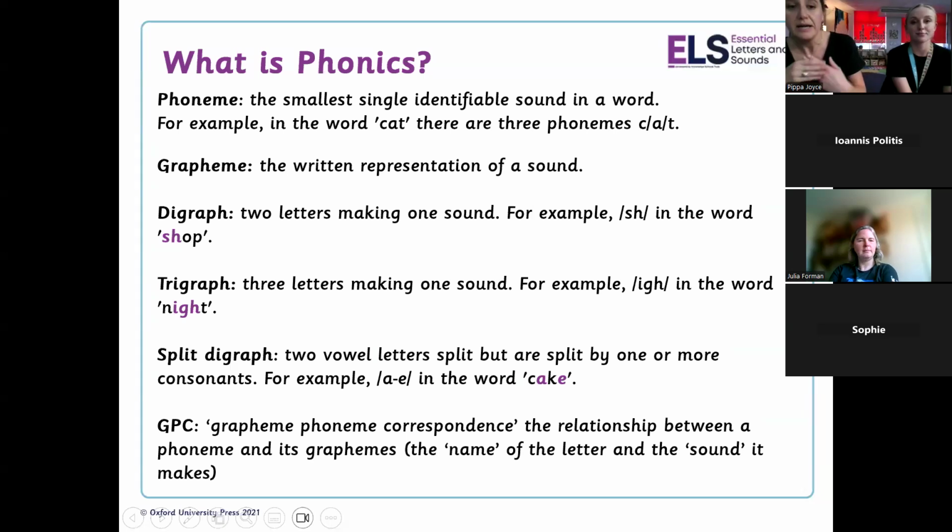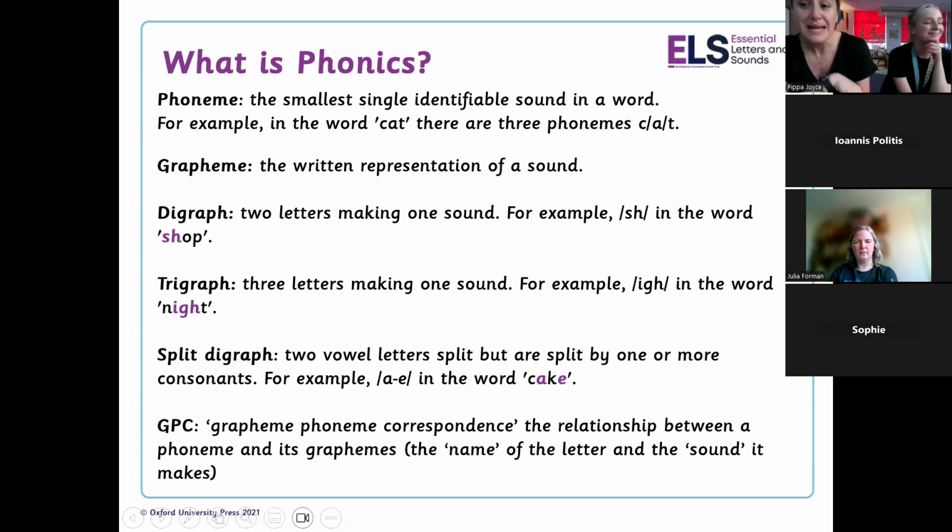Then you have a digraph. So we've got 2 letters that are making one sound. So the example here is sh. So the S and the H make one sound together, like in the word shop. Then you've got a trigraph. Like a triangle, 3 letters making one sound, e.g. IGH making the sound I in night.